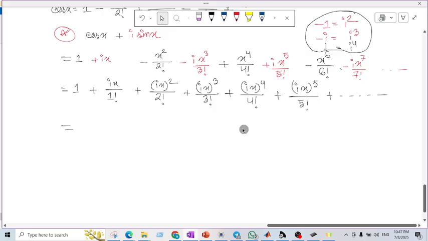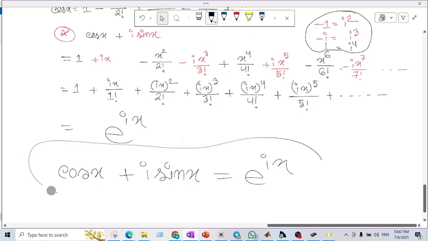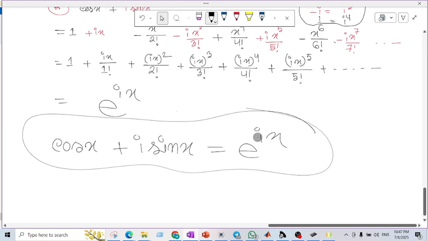Okay, this is actually e to the power ix. So I can prove that cos x plus i sin x is e to the power ix, and this is Euler's formula, right? So I have proved this in this video.